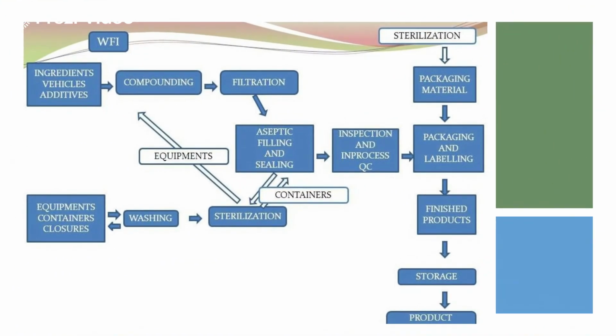So this is the typical layout for the production of ophthalmic preparations. For ophthalmic preparations, we require water for injections, and it is thoroughly filtered. Then it is aseptically filled and sealed. You can see the flow of the equipment and the flow of the containers. Then it has to be adequately inspected, and in-process checks are there, followed by packaging and labeling, then finished product storage. You can see it follows exactly the same protocol which is followed for the parenteral formulations.